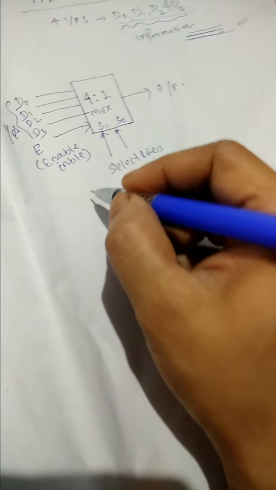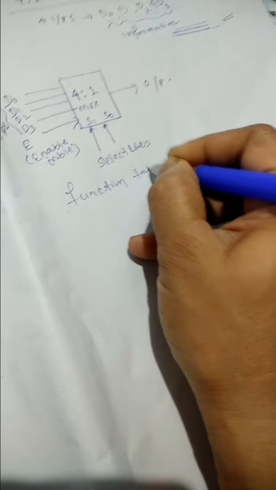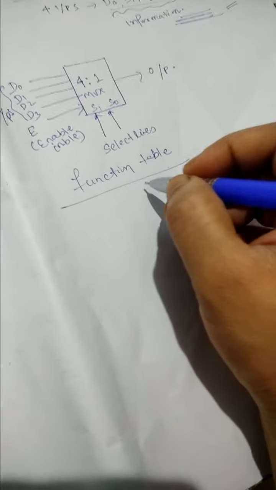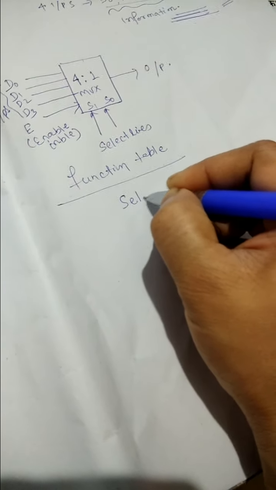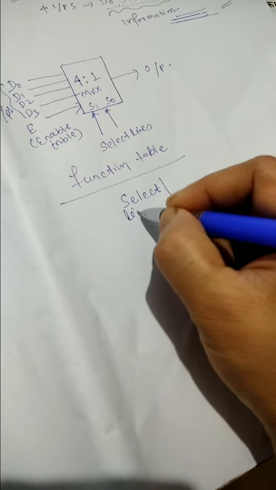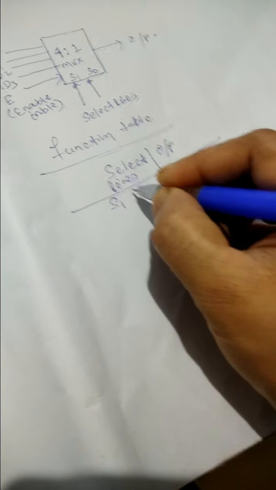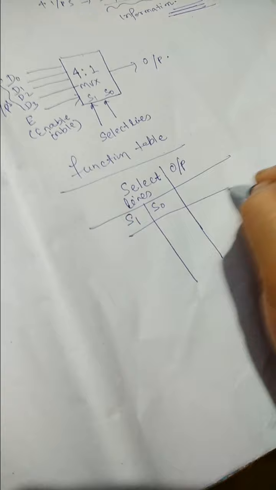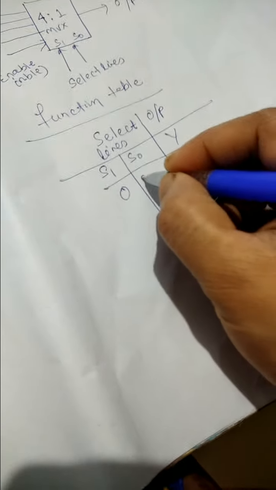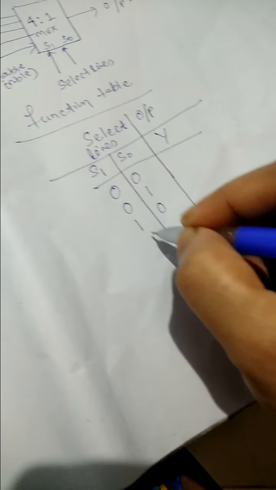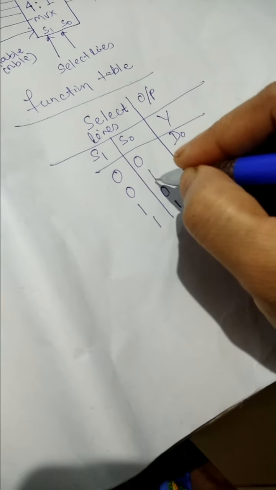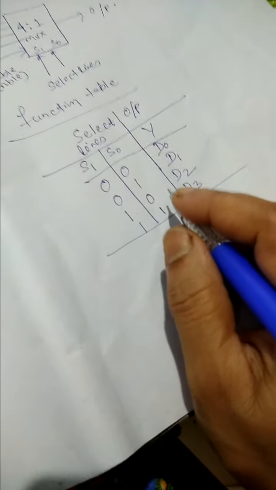And the function table, you can say. For this 4 is to 1 mux, you may put select line inputs and there is an output here, whatever information you are getting. These are the two select lines S0, S1 and output is Y. You can select either 00, 01, 10, 11. If it is selected as 00, D0 will be output. If it is 01, then D1 will be output. If it is 10, D2, similarly 11, it is D3. So this is about your function table.